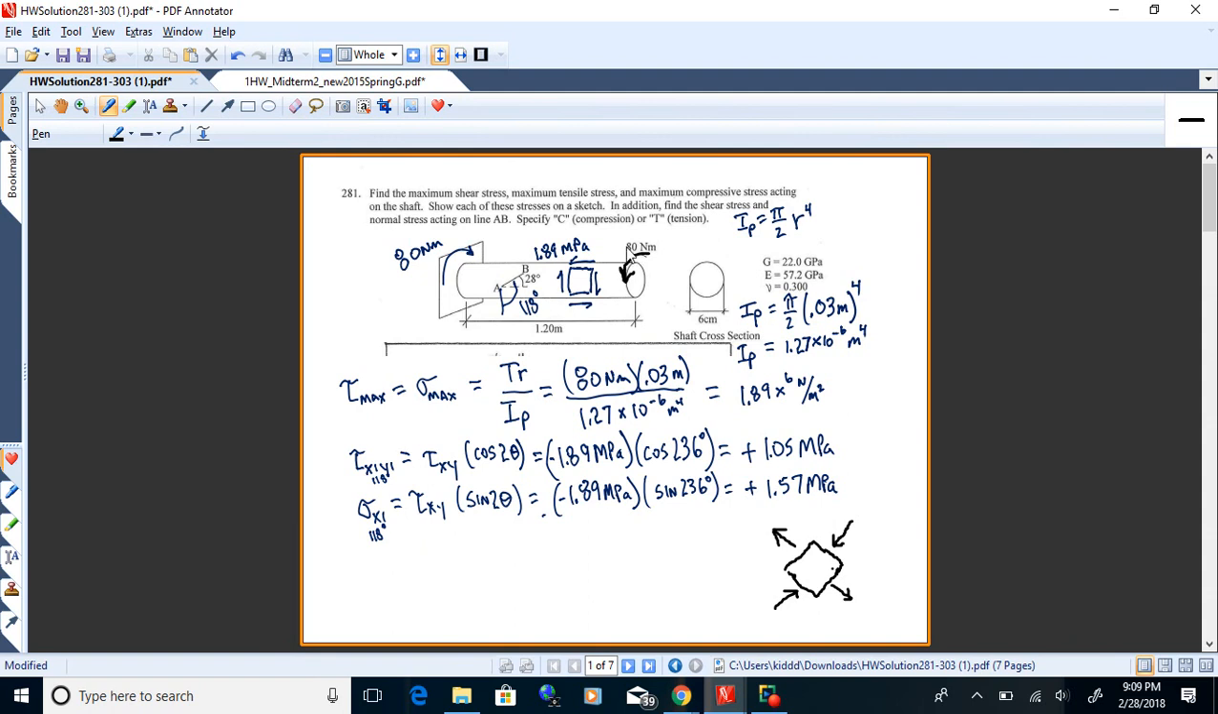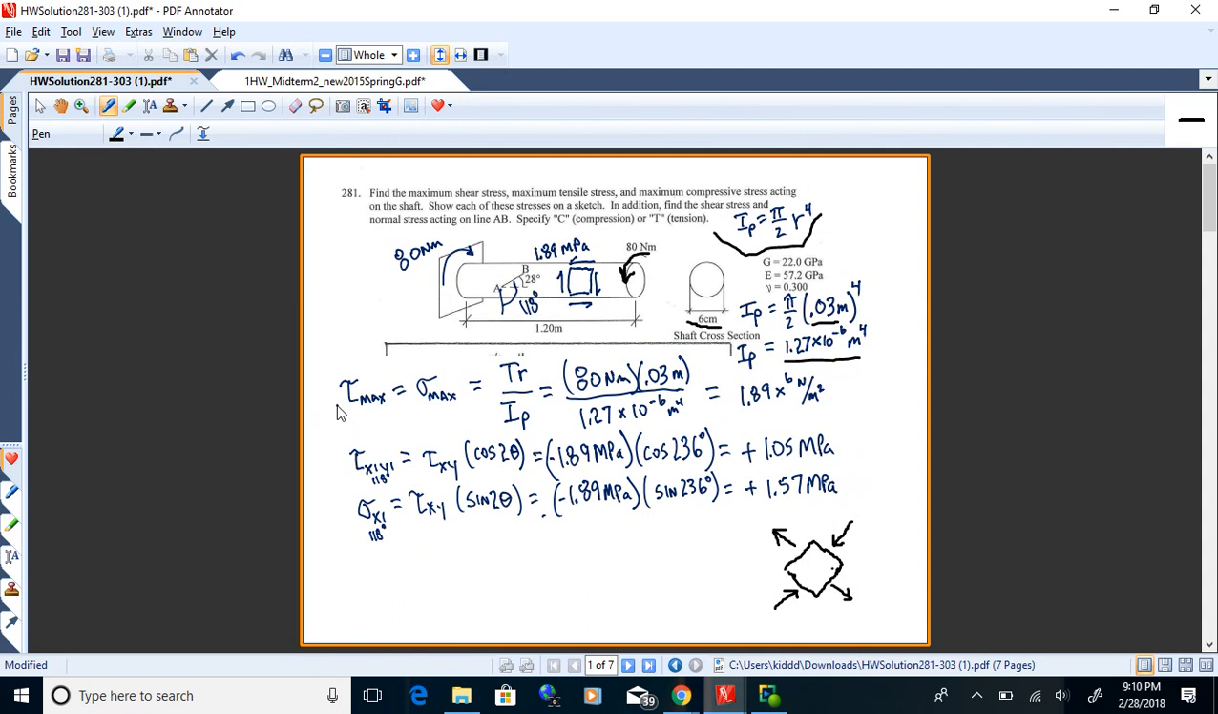So whenever I'm doing these torsion problems, I want to get the moment of inertia, which is pi over 2 R to the 4. So pi over 2, R would be 0.03, that's half of 6 centimeters, is 3 centimeters, which is 0.03 meters. Take 0.03 to the 4 and multiply it by pi over 2, I get I, 1.27 times 10 to the minus 6 meters to the 4. So now I've got I.